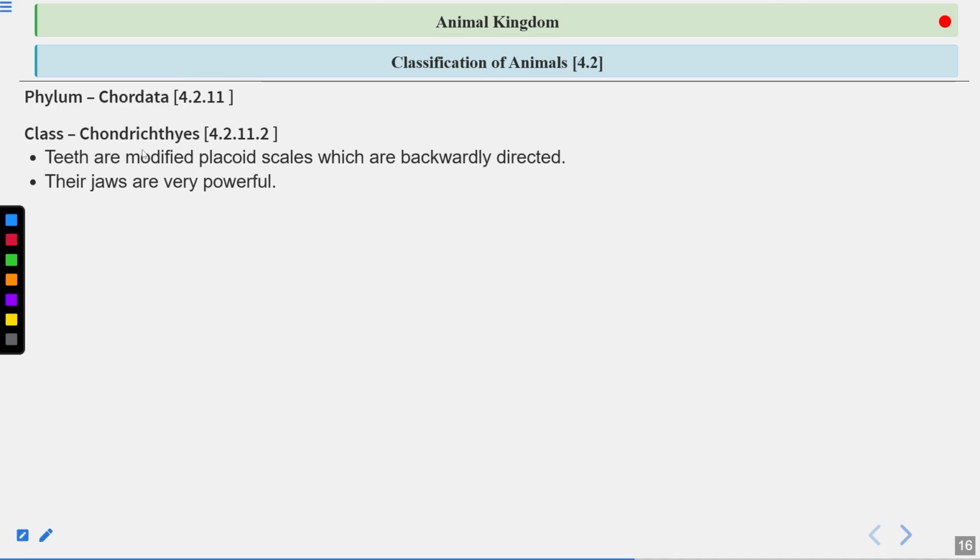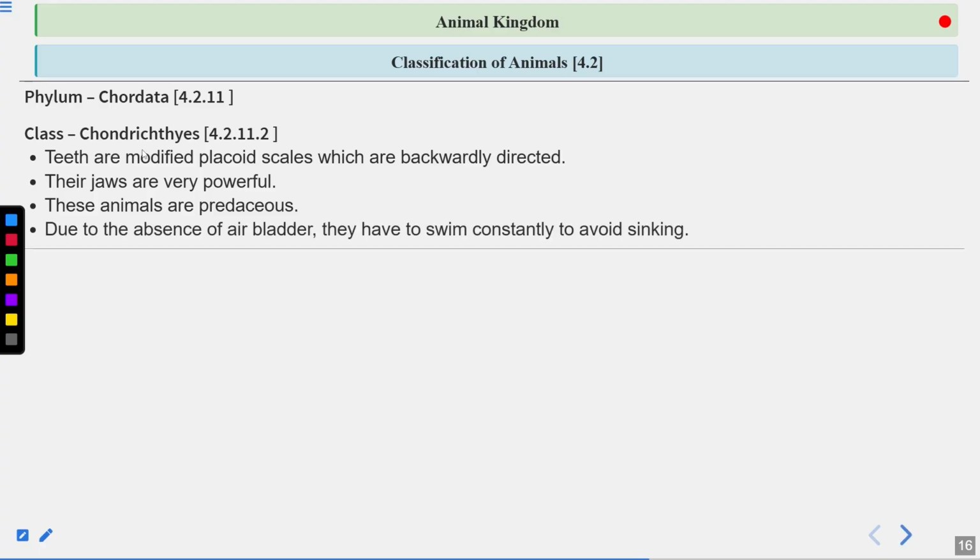They possess jaws. Like cyclostomes, they do not possess jaws, but both types of fishes, chondrichthyes as well as osteichthyes, possess jaws, right? And here, in the case of chondrichthyes, the jaws are very, very powerful. These animals are predaceous. They are predators. They kill other animals.